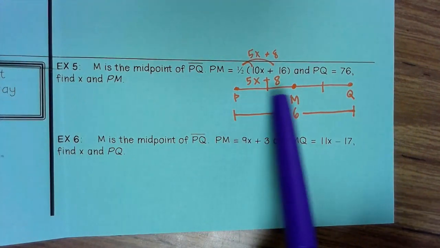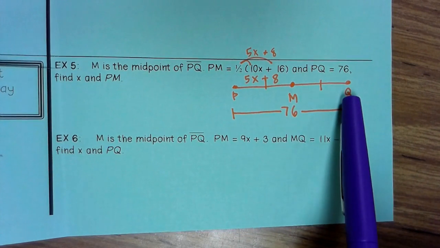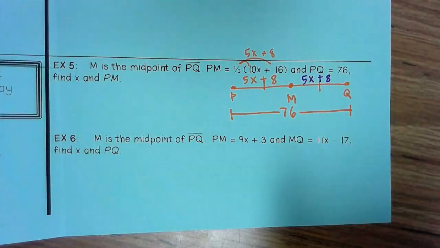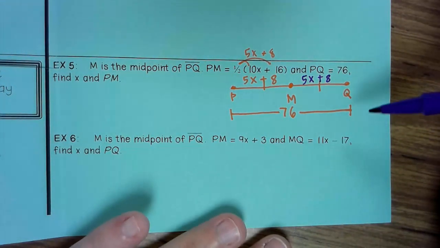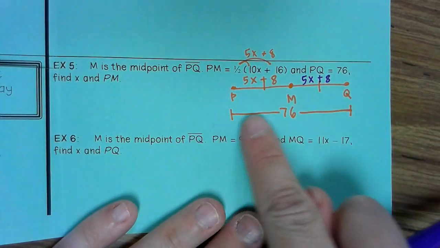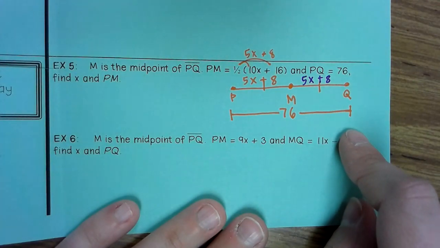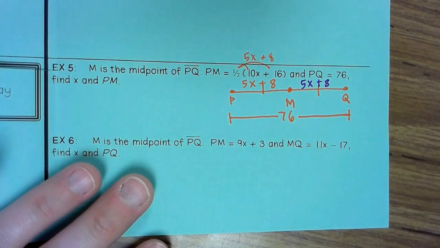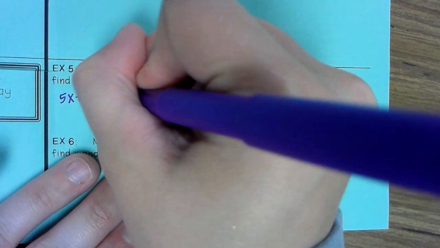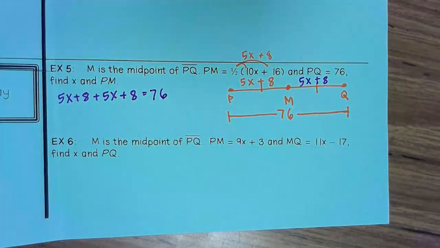So if from P to M is 5x plus 8, doesn't that mean that from M to Q is also 5x plus 8? Don't they have to be the same? And so now this problem should remind you of the segment addition postulate. Got two parts. They equal the whole thing. Okay, so here goes. Here's how I'm going to work this one. I'm going to do 5x plus 8 plus 5x plus 8. The two parts added together have to equal the whole thing.